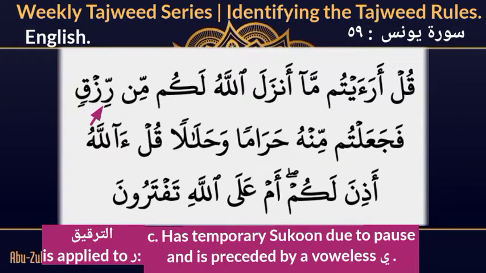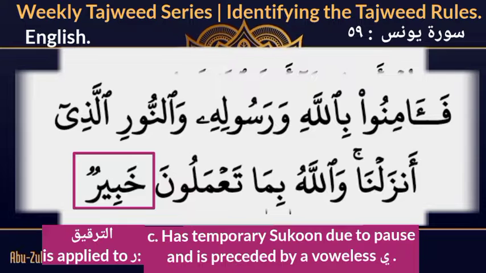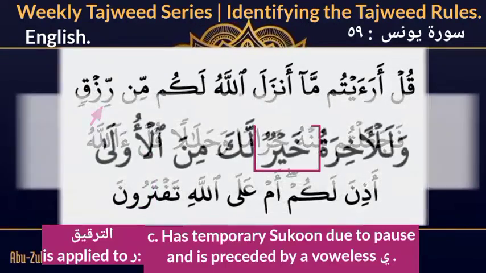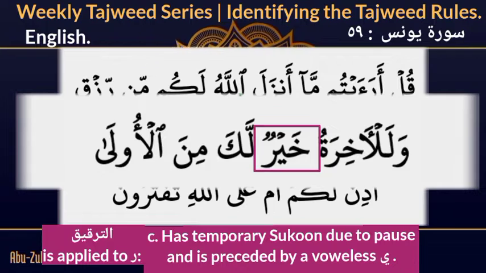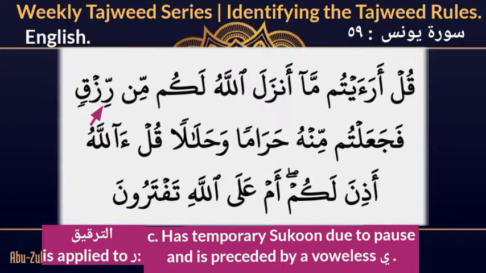So that is, whenever you pause on a word which ends with letter ra, and the letter ra has a vowel, but as you are stopping there, it is going to change to a vowelless letter. And then this letter ra has been preceded by letter ya, which has sakin at the same time. Both these two letters have sakin. For example, we have the word khabir. Do you understand? Khabir. That is how you are going to pronounce it. Or you say khair. These are some of the examples.